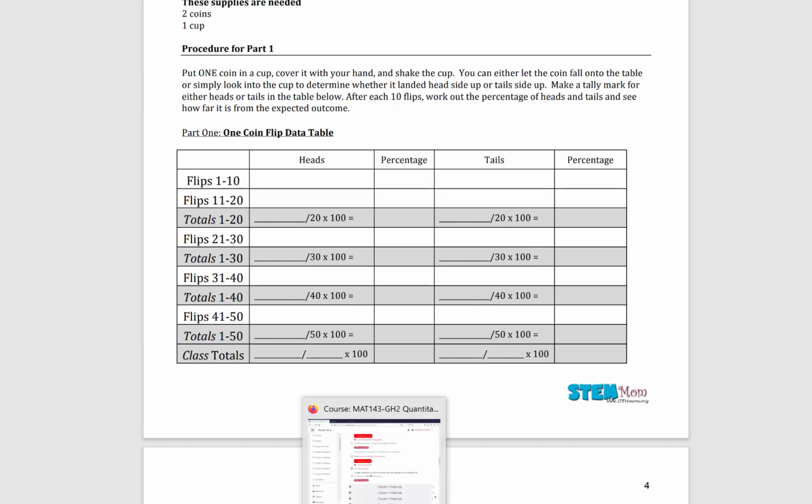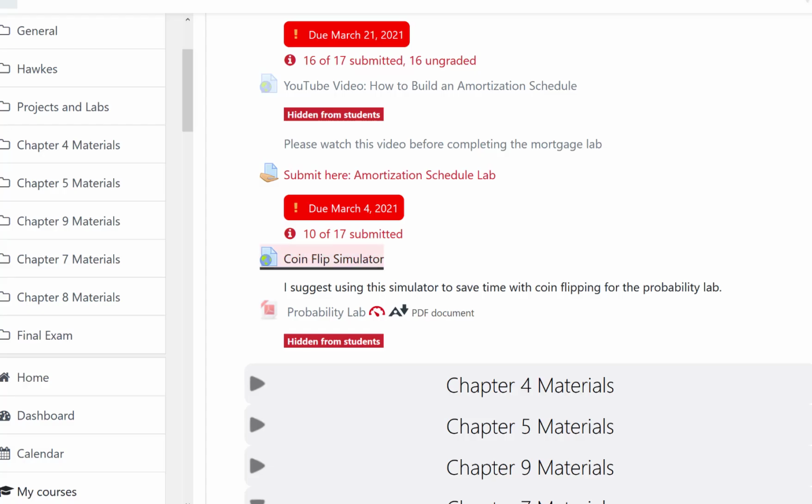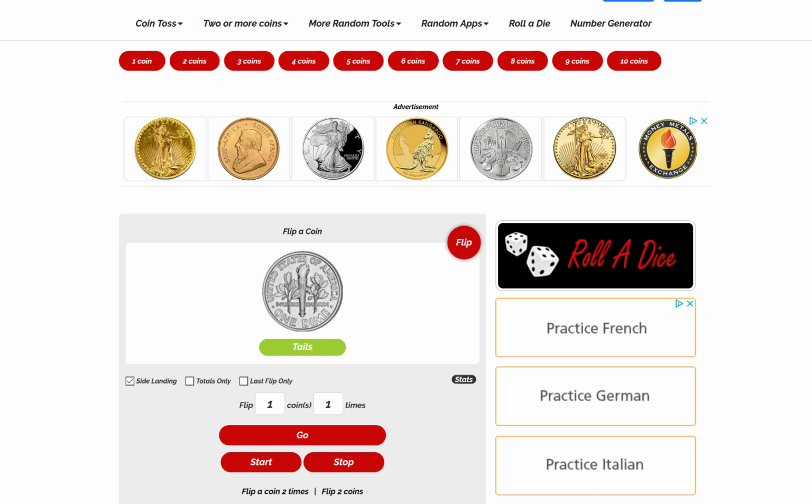So if you go to your Moodle page, and if you go under projects and labs and come toward the bottom, you will see coin flip simulator. So I already have it open in a different tab. But your coin flip simulator is going to look like this. They're actually flipping a dime. I do not know how to change the different coins. You could probably figure that out, but that's not very important.